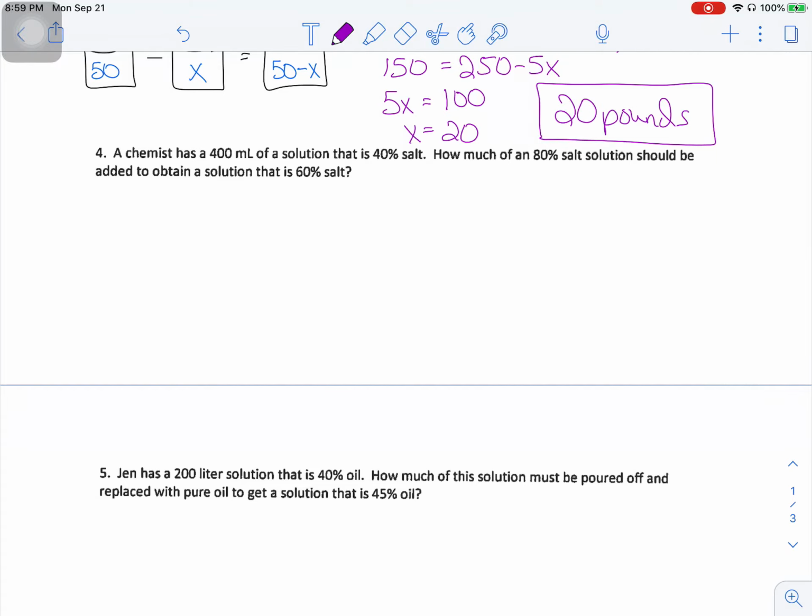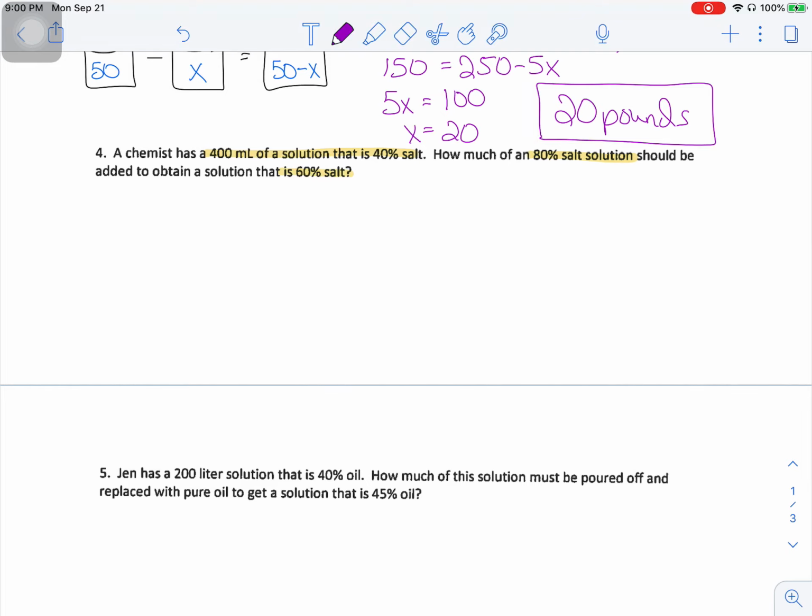All right, so I'm going to keep going with the chemical mixture problems and see if we have any weird situations that pop up with the next three questions here. So read it, annotate it, you know the drill. Chemist has 400 milliliters of a solution that is 40% salt. How much of an 80% salt solution should be added to obtain 60% salt?